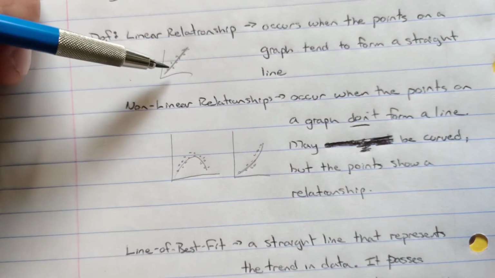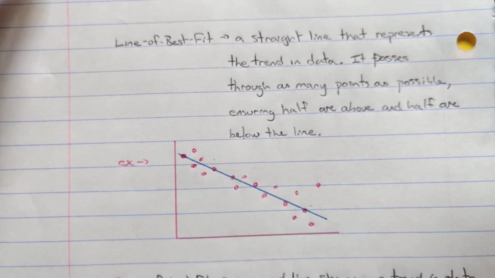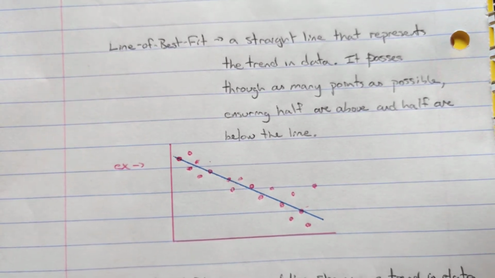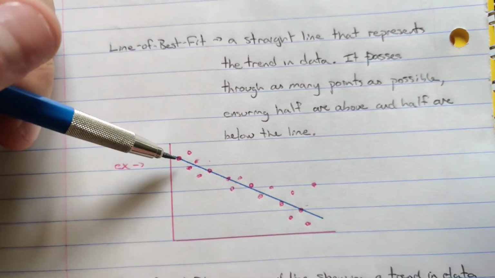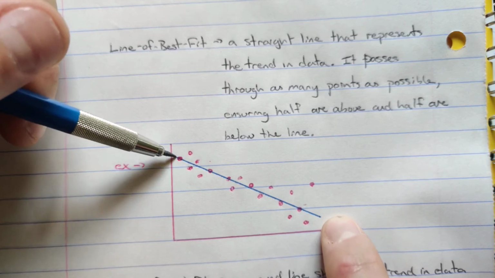and then the line of best fit is that line that I've drawn there. So I've drawn that line, it kind of fits closely to the data. So the idea is that it's a straight line that represents the trend in the data, and it would pass through as many points as possible, ensuring that half are above and half are below the line. So in general, this would be a good estimate on a line of best fit for this data.